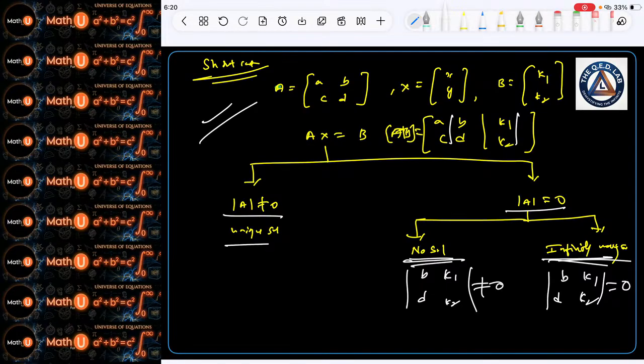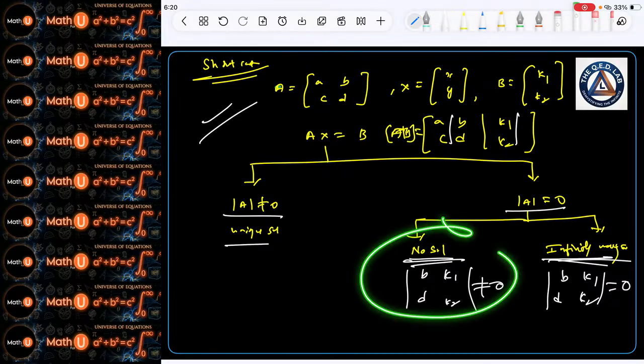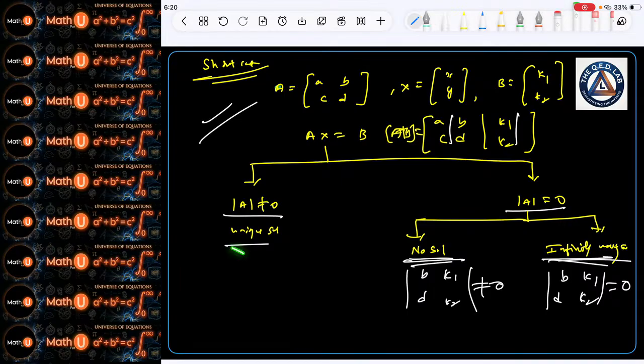If it is homogeneous, we do not get the no solution case, because in a homogeneous system a solution always exists, it may be trivial or infinitely many solutions. Okay, that's enough, you should remember this one.